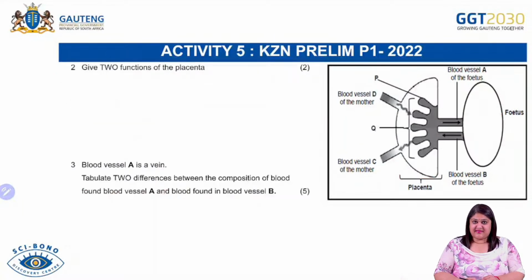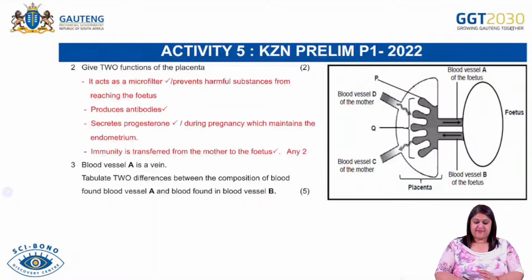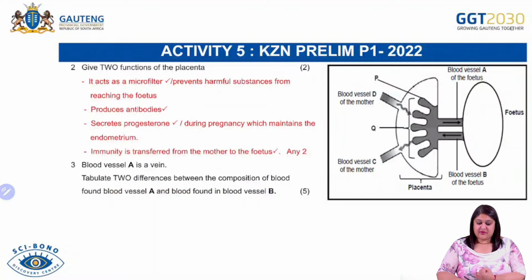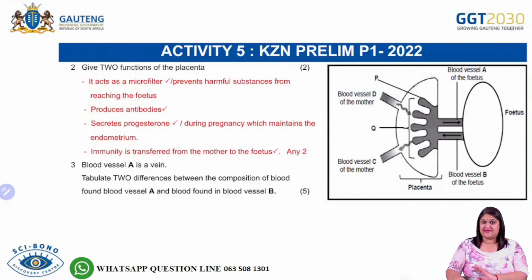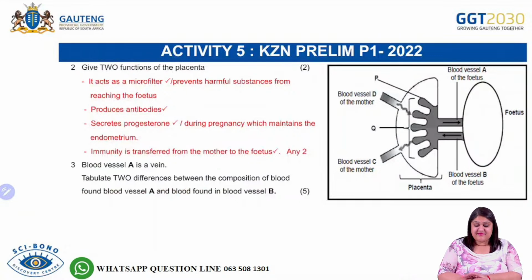Give 2 functions of the placenta. So the placenta has many functions, but you can name any of them in this particular question. It acts as a microfilter, because it prevents harmful substances from reaching the fetus, produces antibodies, secretes progesterone during pregnancy, which maintains the endometrium. Immunity is transferred from the mother to the fetus. Those are the main functions, and you need to understand them. Learners get this wrong. Please make sure you know this. It acts as a microfilter, produces antibodies, secretes progesterone, and it's also there for immunity.